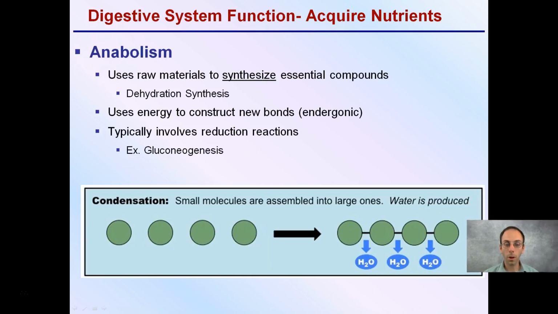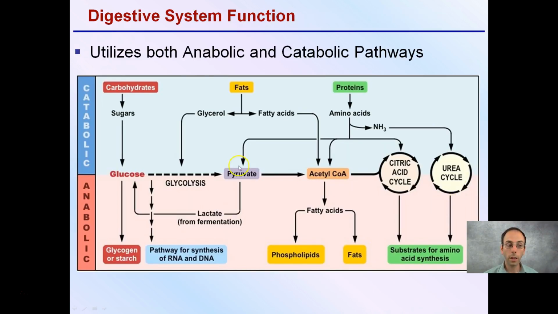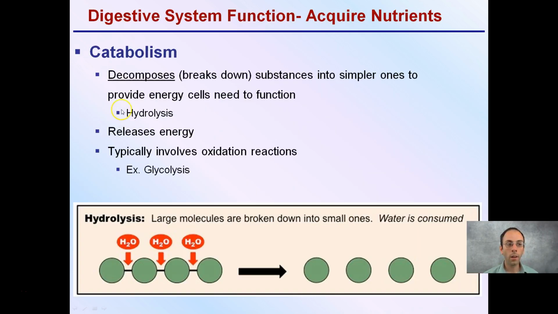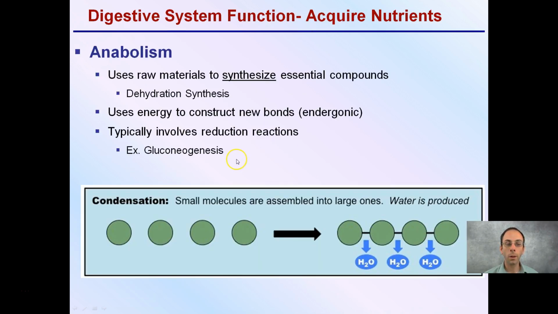Now, if there's a way to break things apart, we also need to put things together. Anabolism: using raw materials to synthesize essential components. Dehydration synthesis is the process here. Small molecules are assembled into large ones and water is produced. Dehydration, and water is being lost here. It uses energy to construct new bonds and typically involves reduction reactions. Putting it all together, catabolism and our anabolic reactions. Here's our glucose, and here we have our 2 different pathways. So just to remember, we're catalyzing something here, breaking it apart, and here we are putting things together.